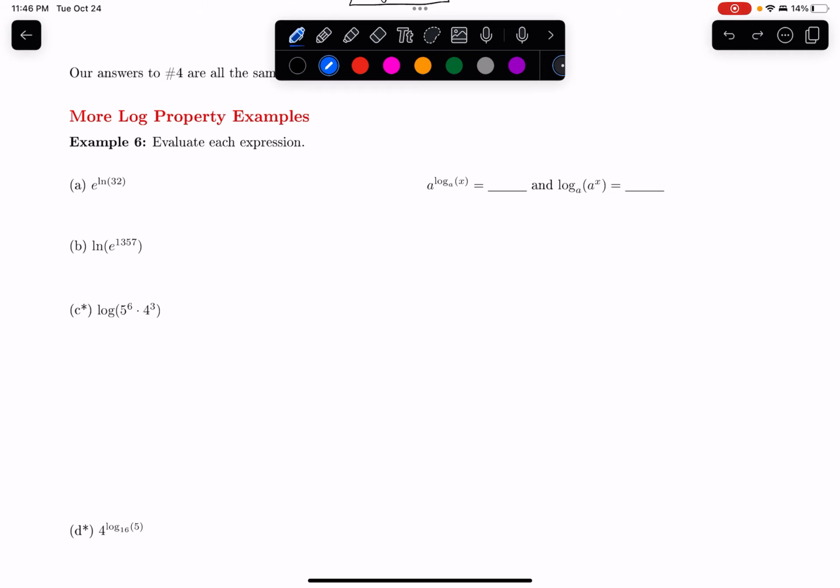In this video, we're continuing section 5.4 on log properties, and we're going to do some more log property examples. Let's get some more practice with these. Okay, so I want to evaluate each expression.